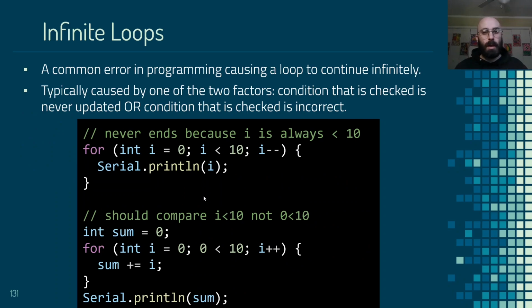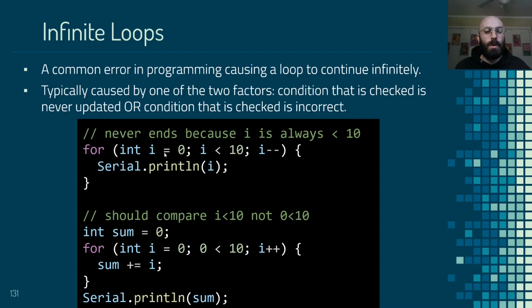All right, so I want to talk about a common error that you might run into as you're writing your very first loops, and that is something known as an infinite loop, where a loop never ends because we wrote it incorrectly. It's typically caused by one of two factors: the condition that we are checking is never updated, or the condition that is checked is incorrect.